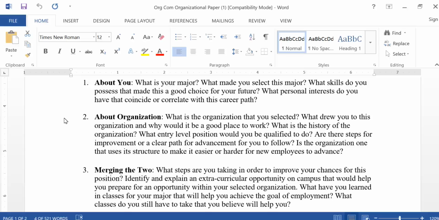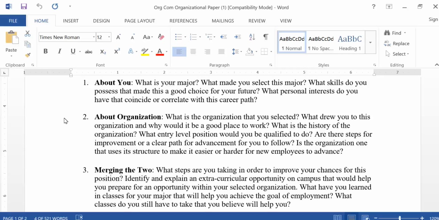I don't know every organization in the world. I try to, but I can't possibly. And so what I want you to do in this section, this is a bit of the research section. This is probably where you'll be able to gather a lot of your source material from. And what I want you to look at is, what organization did you select?